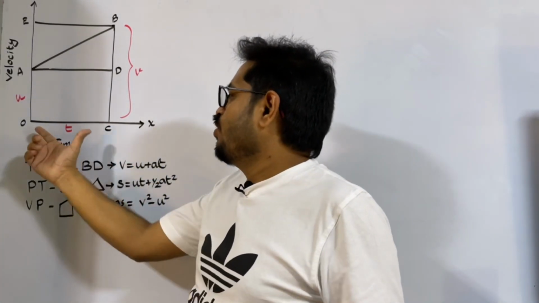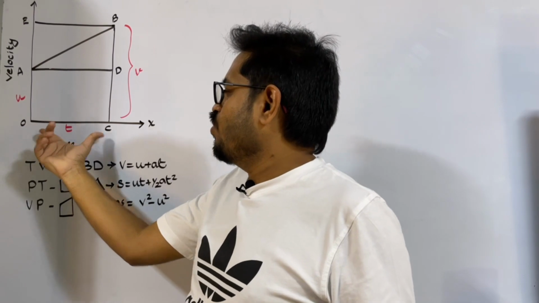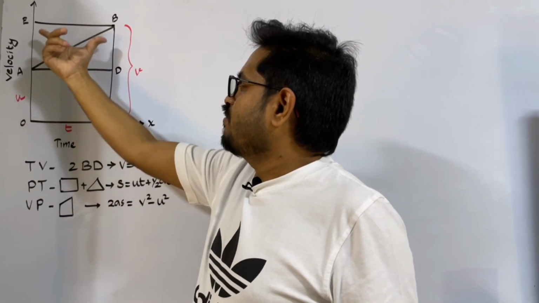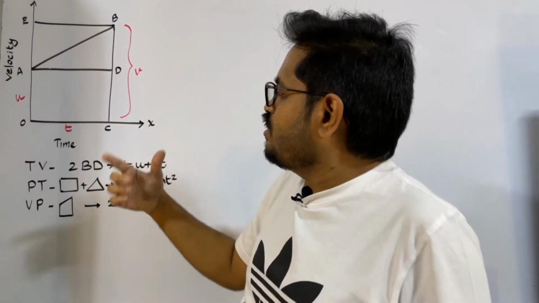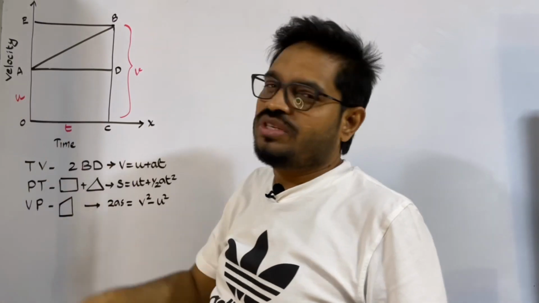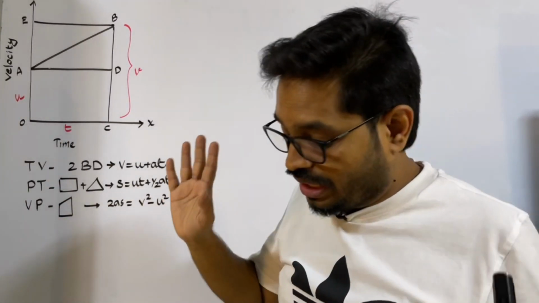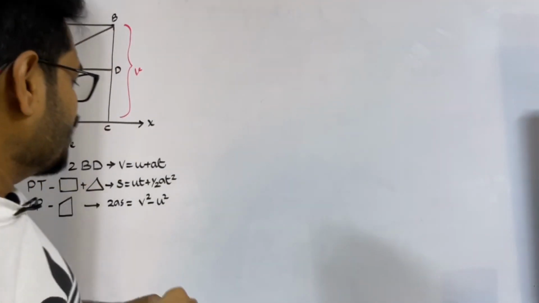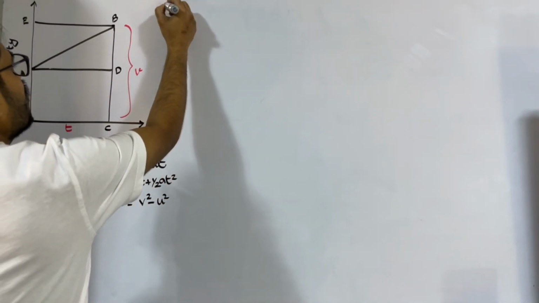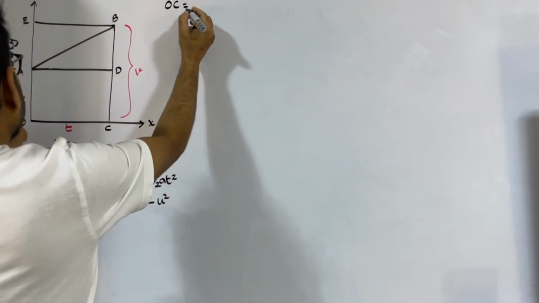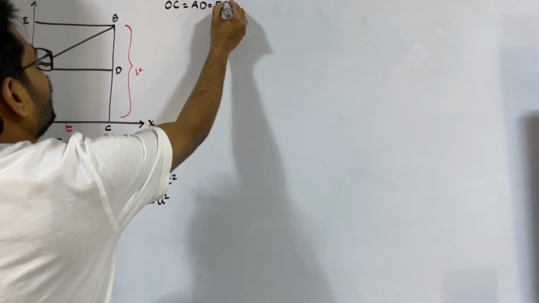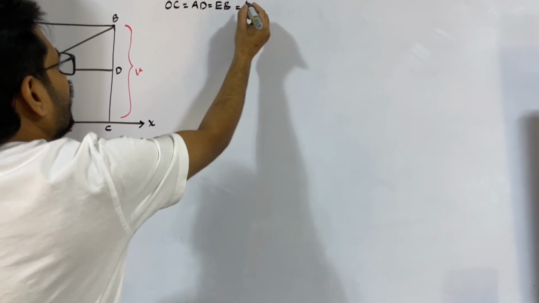What are they? What is OC? OC is the time t, isn't it? That is the same as AD, which is the same as EB. So you can just write a statement: OC is equal to AD, which is equal to EB, which are all equal to time t. So that is the first thing we are supposed to write. So let me write that down. OC is equal to AD, which is equal to EB, and all these are equal to time t.